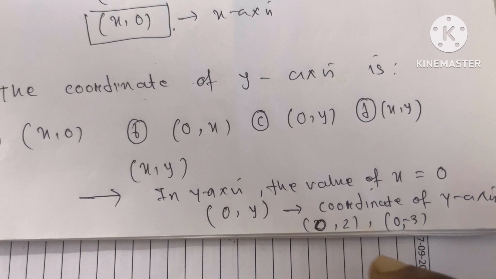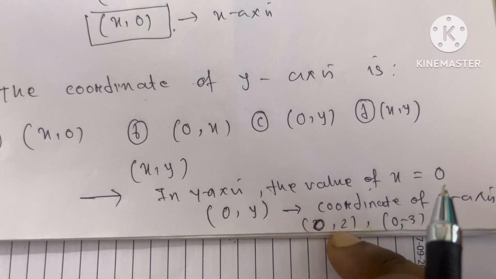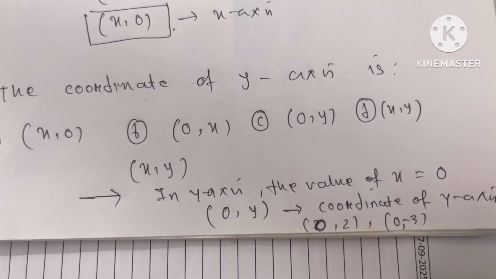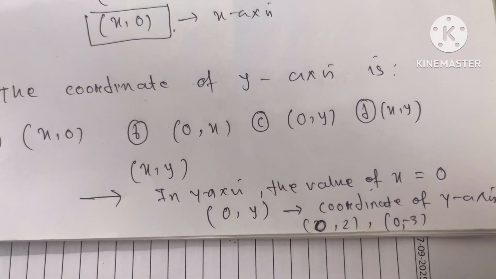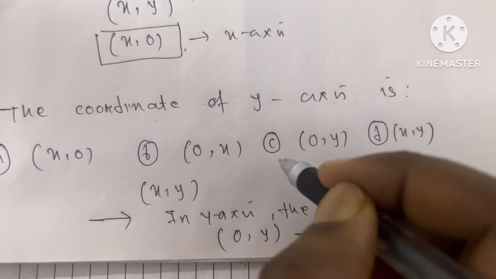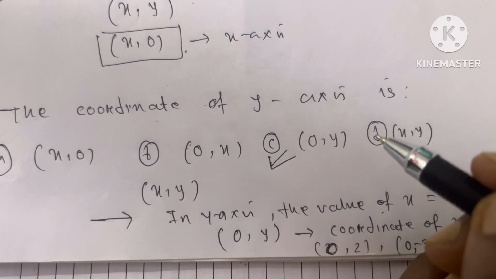When we represent this point, you will get the position of this point on the y-axis only. The coordinate of the y-axis is 0 comma y. So option C is correct. Okay.